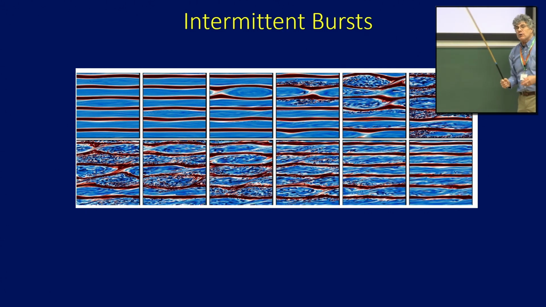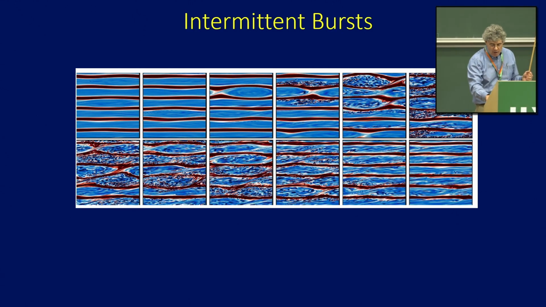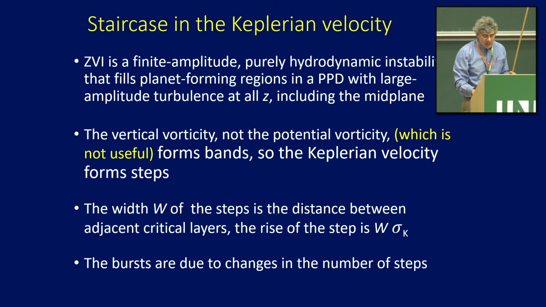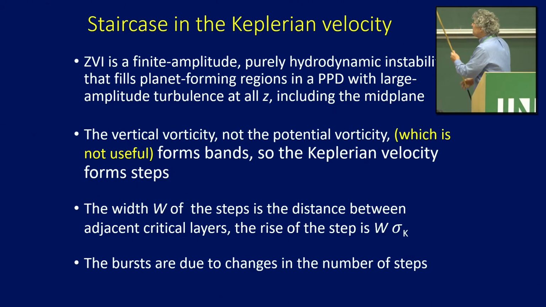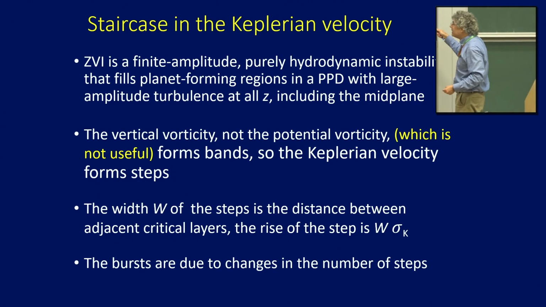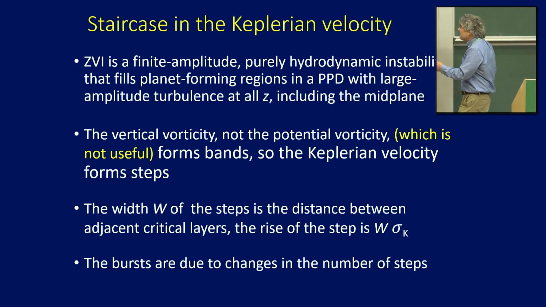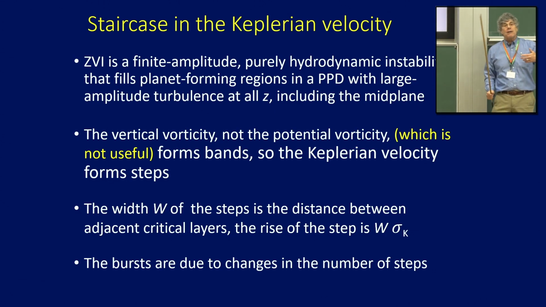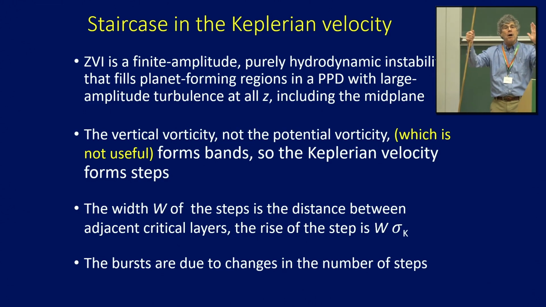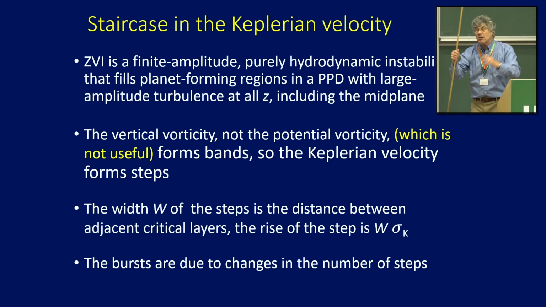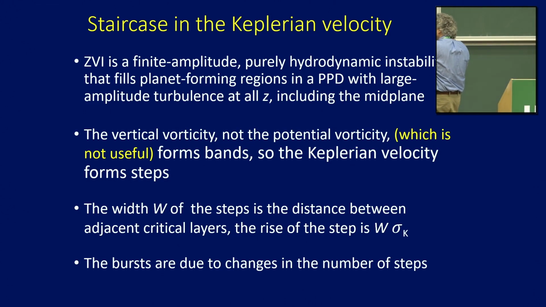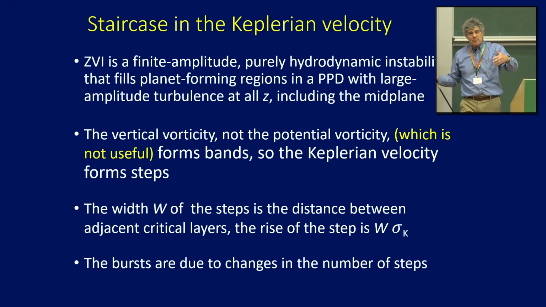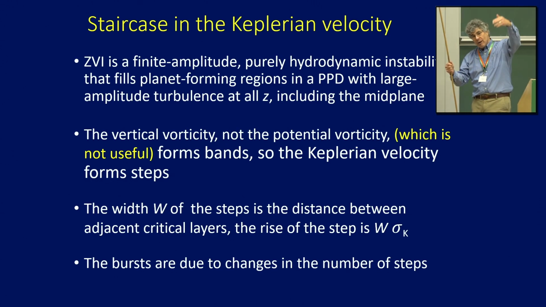And it intermittently bursts because it's changing the number of steps in the system. So basically, that's it. The ZVI is a finite amplitude instability. It produces steps. The width of the steps is really the critical layer separation at the point where the zombie instability grows the fastest. We basically want to do the same thing using the new code that we developed that can take very efficient time stepping for the Jovian atmosphere, where the Brunt-Väisälä frequency changes like crazy from the top of the convective zone to the tropopause.